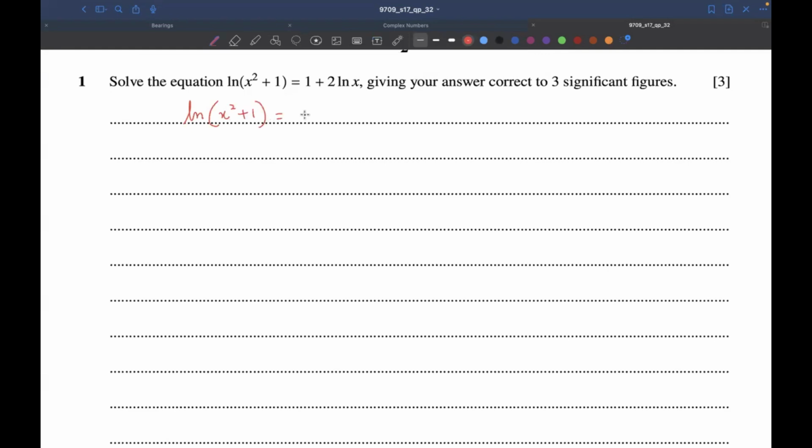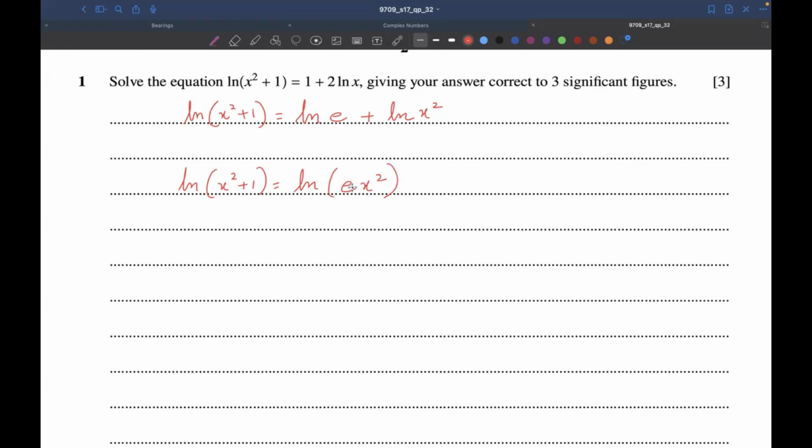we know that ln of e is 1, so we can write it as ln of e plus ln of, and we can bring the 2 over here and make it a power of x. Now, as they are adding, we can write it as ln of (x squared plus 1) is equal to ln of e multiplied by x squared. So that will become ln of (e x squared).